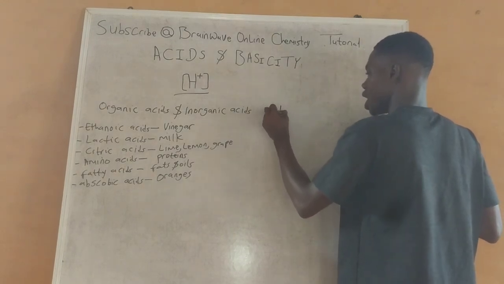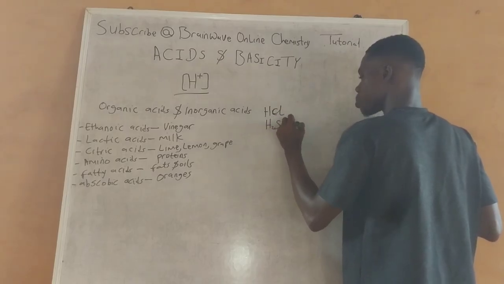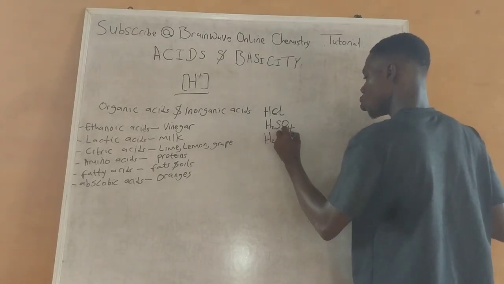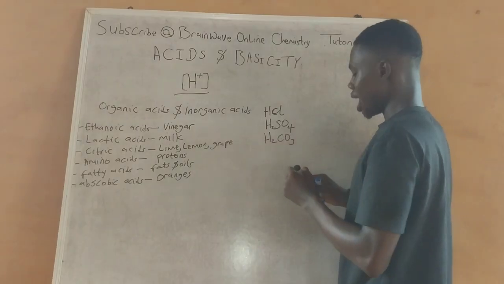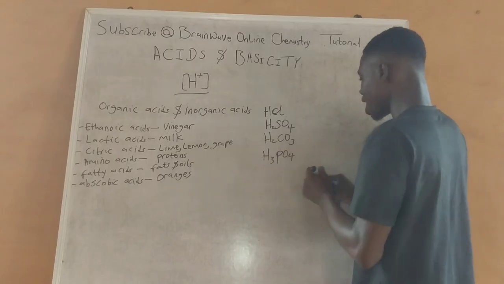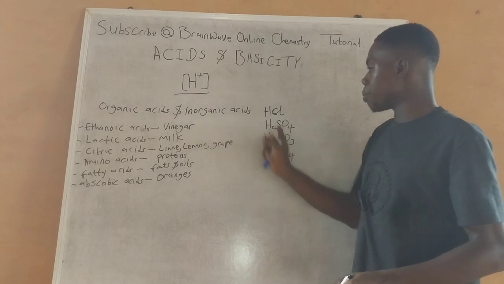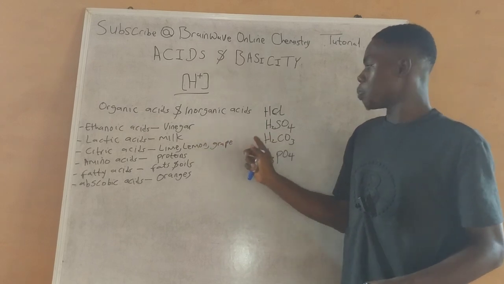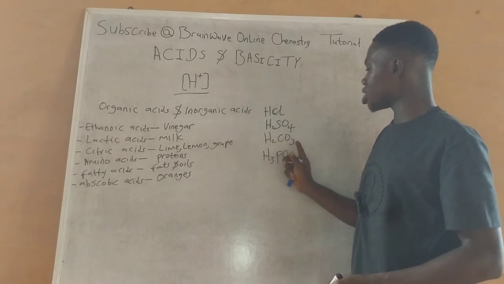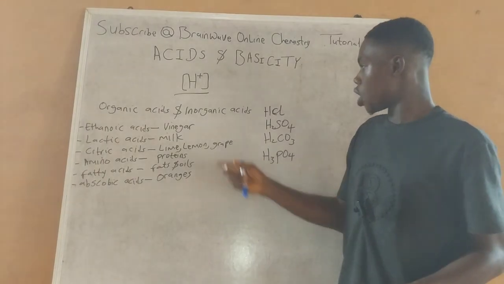Examples of inorganic acid include hydrochloric acid, which is HCl. We also have tetraoxosulfate 6 acid, which is H2SO4. We also have H2CO3, which is trioxocarbonate 4 acid. We also have H3PO4, which is tetraoxophosphate 5 acid. These are some examples of inorganic acid. So please take note that hydrochloric acid, tetraoxosulfate 6 acid, trioxocarbonate 4 acid, and tetraoxophosphate 5 acid are all examples under inorganic acid.